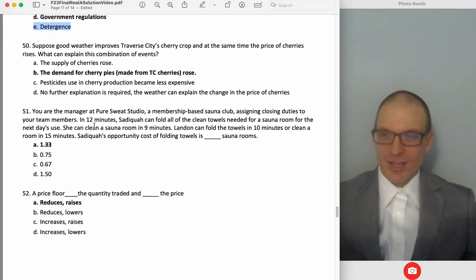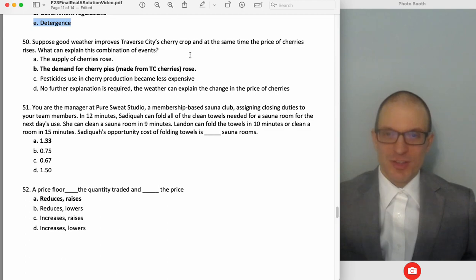So it's government regulations. Suppose good weather improves Traverse City's cherry crop at the same time the price of cherries rises. What explains this combination? Well, the good weather is going to increase supply. That'll tend towards increasing quantity and lowering the price. But if we have price also rising, we need something that would have caused price to rise. Supply of cherries rose? Nope, that's probably what happened with good weather. That'll lead to a lower price. Pesticides become less expensive? Nope, that'll also increase supply. No further explanation? No, because this weather is going to give us a lower price and higher quantity.